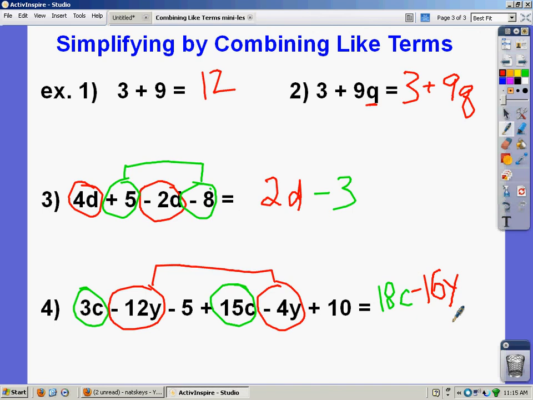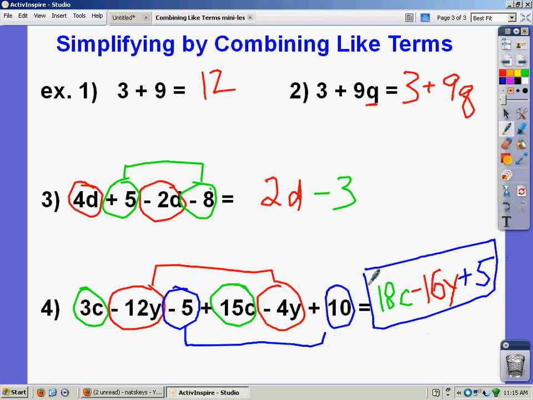And for the last step, I have a constant 10 and constant negative 5. Again, the skill is easy, however you keep track of the sign in front of the constant, or in front of the coefficient for the variable. So minus 5 plus 10 is plus 5. And there you have it. That's a simplified version of what we started with.